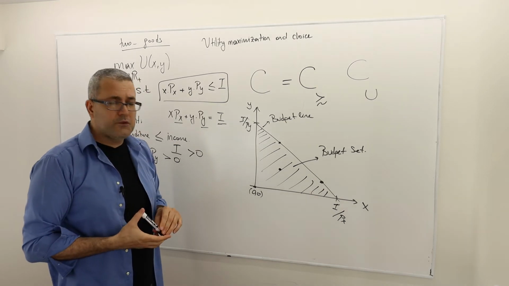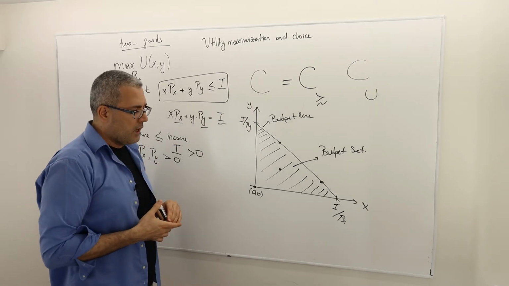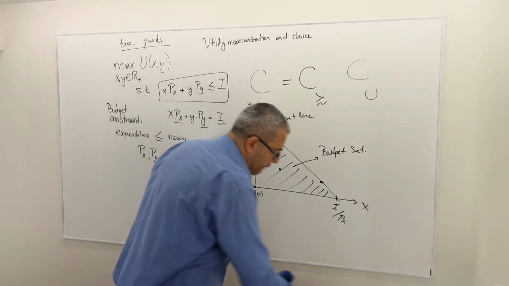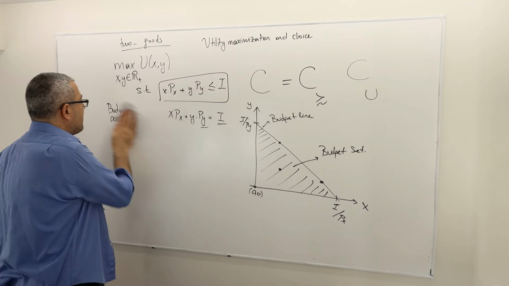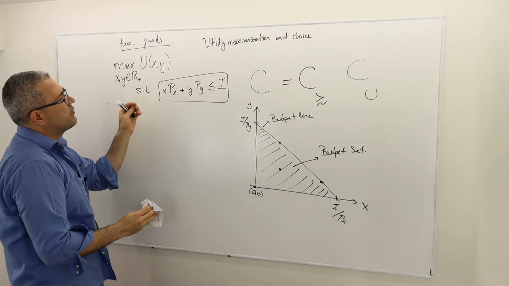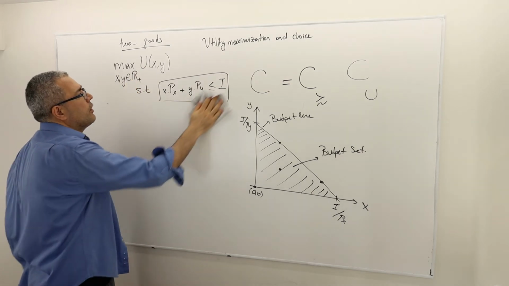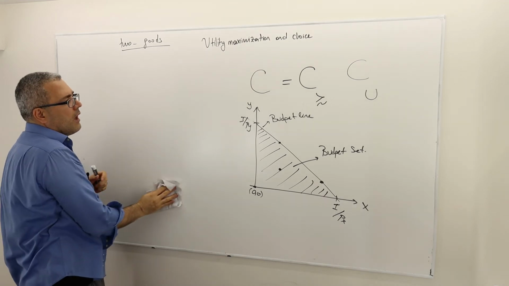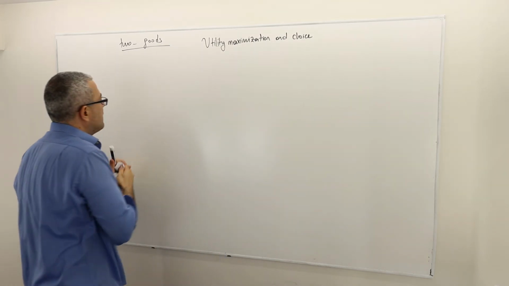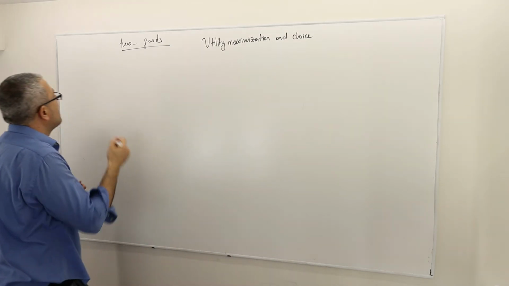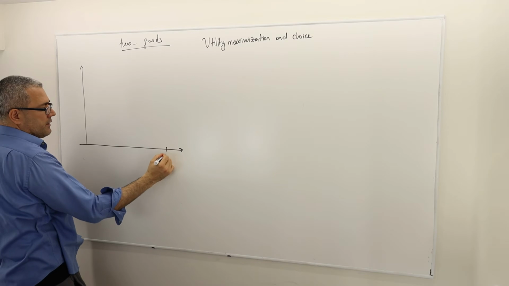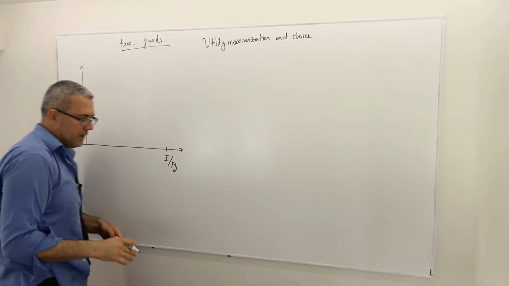There are different ways of solving this. I am going to solve this generic problem graphically first, and then I'm going to solve it mathematically. So don't forget, this is our setup: utility maximization subject to a constraint, and we have two goods. So I'm going to draw this budget set again here. So I have a budget set. So this is income divided by PX, I'm sorry.